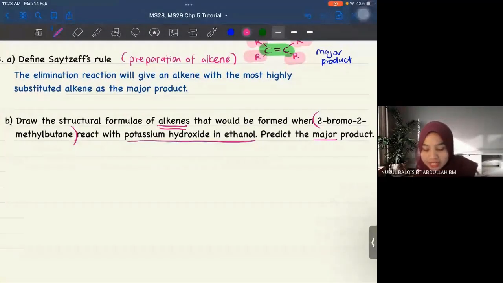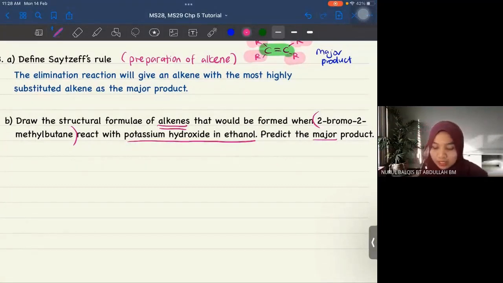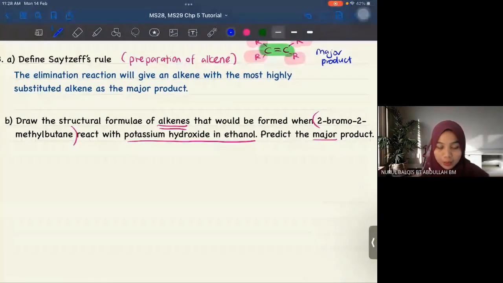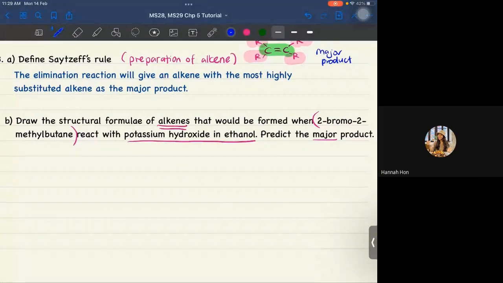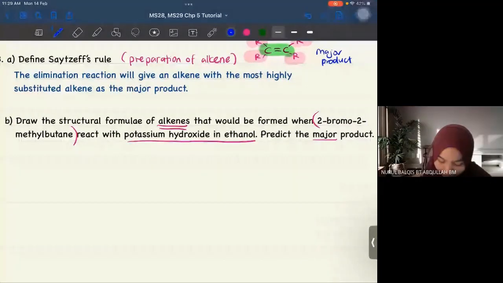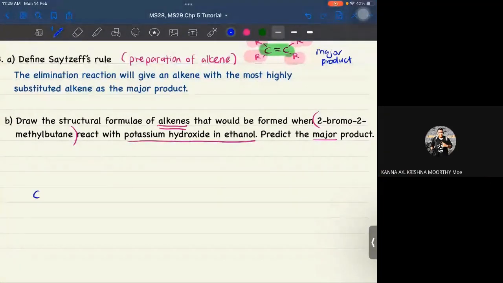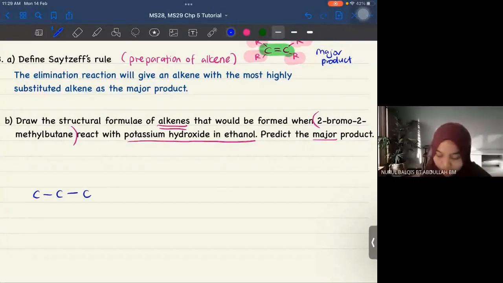Okay, so kita akan start with this 2-bromo-2-methyl-butane. How are we going to start to draw this molecule? Kita start dengan apa dulu? Parent. The parent chain, how many carbon? 4. 4 carbon. 1, 2, 3, and 4.